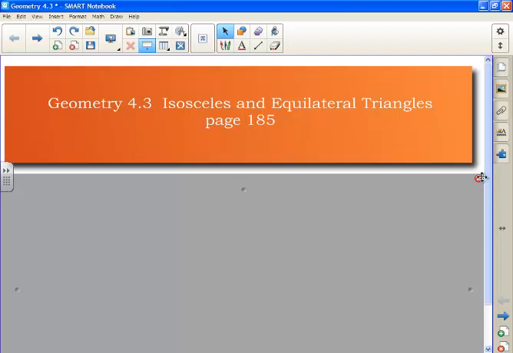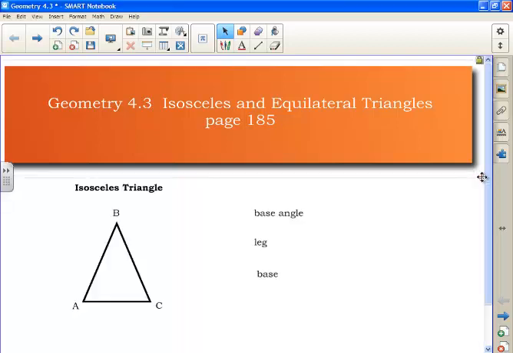Hello everyone and welcome to Geometry Lesson 4.3, Isosceles and Equilateral Triangles. Let's get started with isosceles triangles. Remember, isosceles triangles are triangles with two congruent sides, or two sides of the same length.